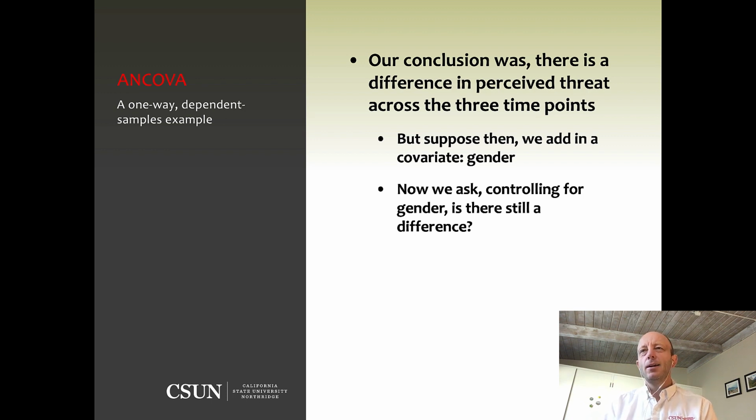Suppose, in this case, we added in a covariate, and I'm just going to add in gender. We're hypothesizing, is there a difference now in perceived threat across time, controlling for gender? And so we're going to declare 2 of our participants as male, 2 as female. Of course, there are more gender denominations than that, but we only have 4 people, and that's what we're going to use. So let's show you the SPSS data.